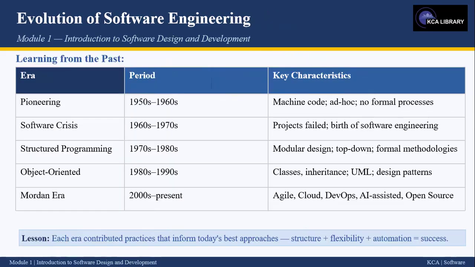The history and evolution of software engineering. We didn't arrive here overnight. The history of software is a history of learning from failure. From the pioneering era of the 50s with its ad hoc machine code through the software crisis of the 70s, which taught us we need formal processes, to the structured and object-oriented eras. Today, in the modern era, we combine these lessons with cloud, DevOps, and AI-assisted tools.